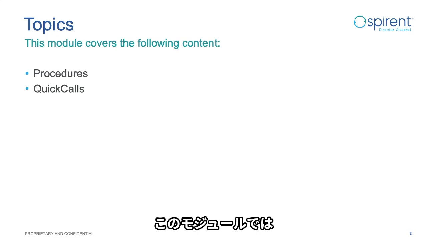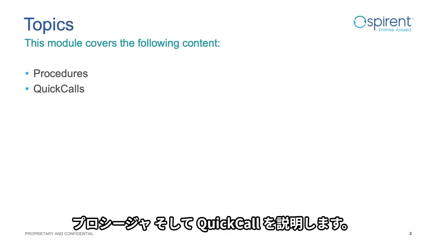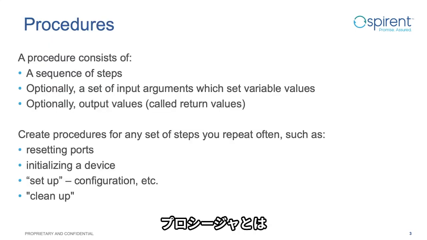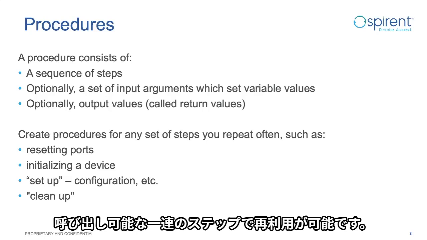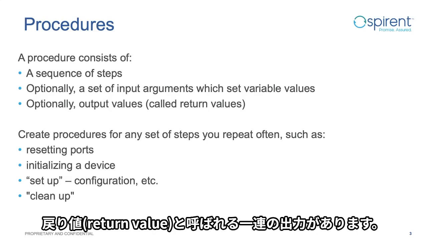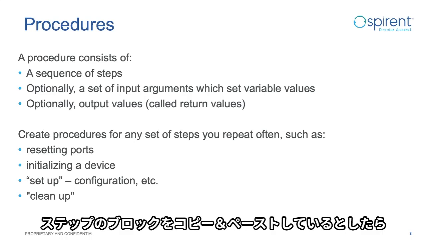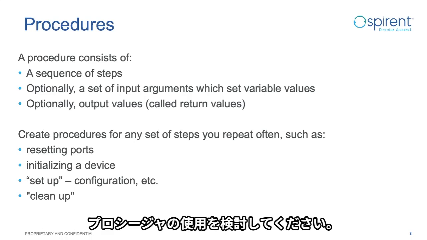In this module, we will cover developing modular automation using procedures and quick calls. A procedure is a callable set of steps that can be reused. Each procedure can have a set of inputs called arguments and a set of outputs called return values. Anytime you find yourself reusing code or copying and pasting blocks of steps, you should consider using a procedure instead.